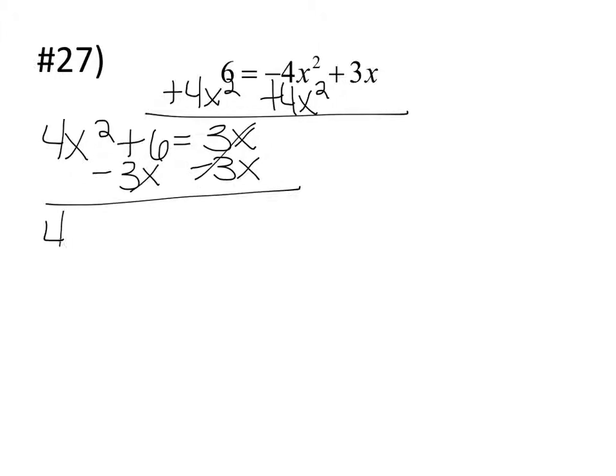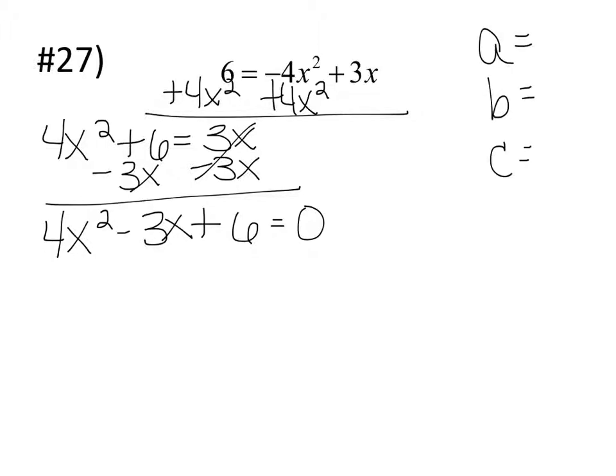And the reason that I did that is because I wanted my a value to be positive. All right, when you're thinking about standard form, when you're talking about equations of lines, a has to be positive. So I just kind of am in the habit of doing that. So it's not a bad habit to have. So now I can figure out what a, b, and c are. A is 4, b is negative 3, and c is 6.